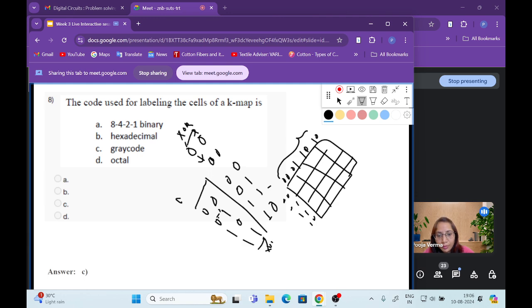So for the binary, because this is the gray code, here it is written in a gray code. Okay. That's why it is written in a gray code representation. Okay. So option C is the correct answer for this. The code used for labeling the K-map is gray code. Okay.